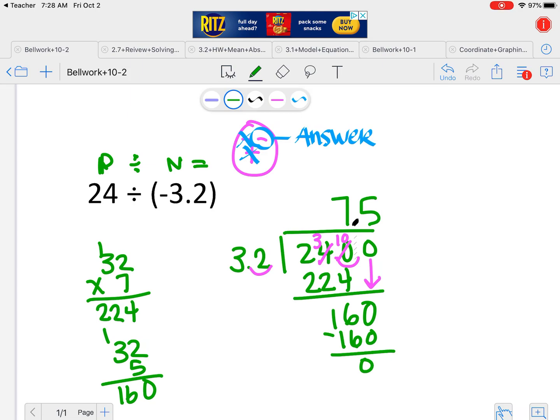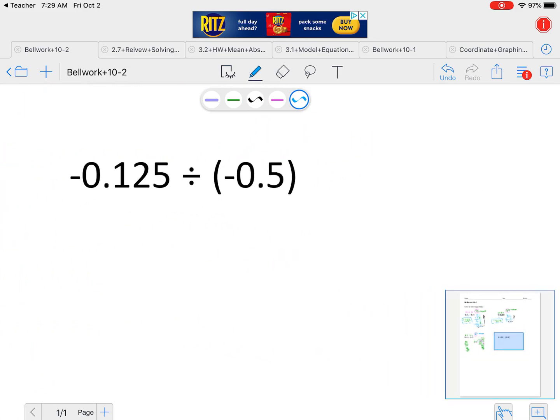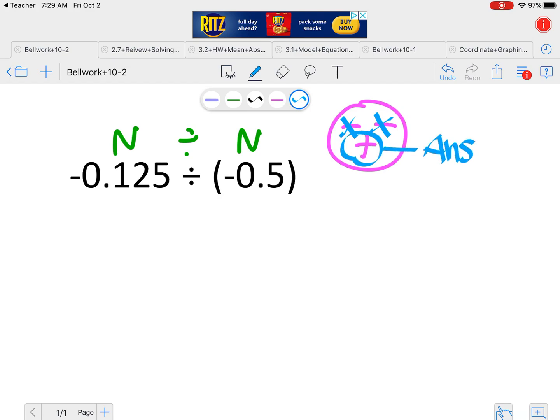So remember, I said my answer was going to be negative. I'm going to have to put a negative sign in there. Then I can box that as my answer. So this question, I have a negative number divided by a negative number. If I draw the face, I can scratch out both negative signs because they're being used up for the problem. That means my answer will be positive when I finish.